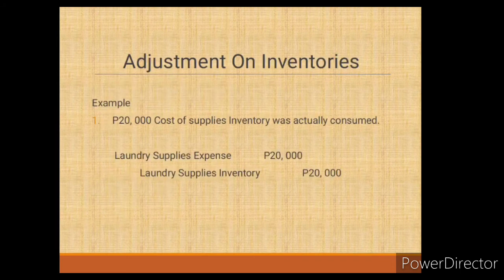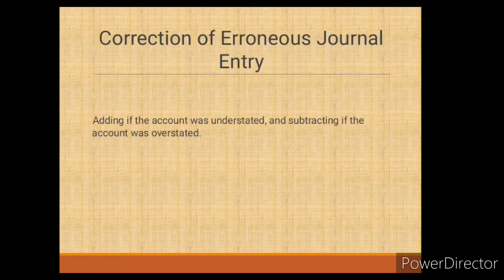Next is adjustment on inventories. 20,000 cost of supplies inventory was actually consumed. So may na-consume na supplies inventory pero hindi na-record. Kaya ang gagawin natin ay i-record natin ito with a debit of laundry supplies expense 20,000 and a credit of laundry supplies inventory 20,000. The last one is correction of erroneous journal entry.